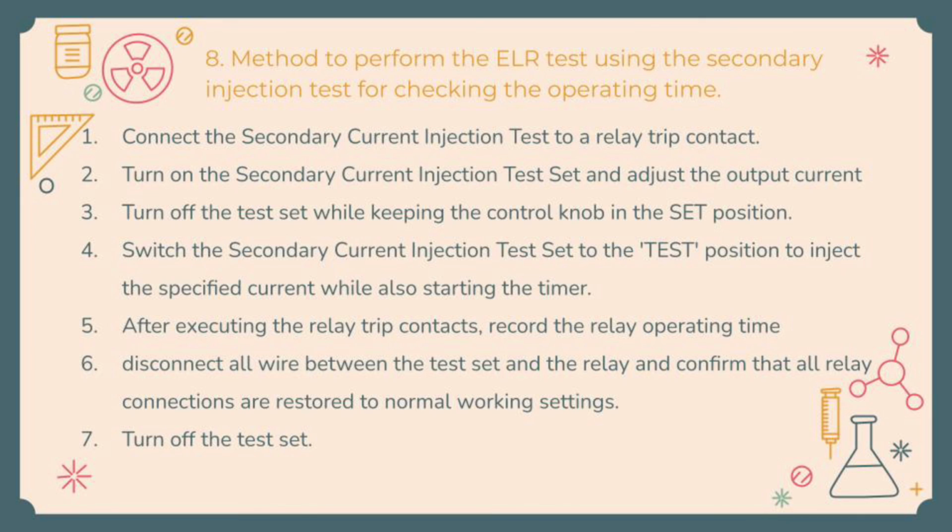Third, turn off the test set while keeping the control knob in the set position. Switch the secondary current injection test set to the test position to inject the specific current while also starting the timer. After the relay trip contact operates, note the relay operating time in the table. Finally, disconnect all wires between the test set and the relay and confirm that all relay connections are restored to normal working setting. Lastly, turn off the test set.